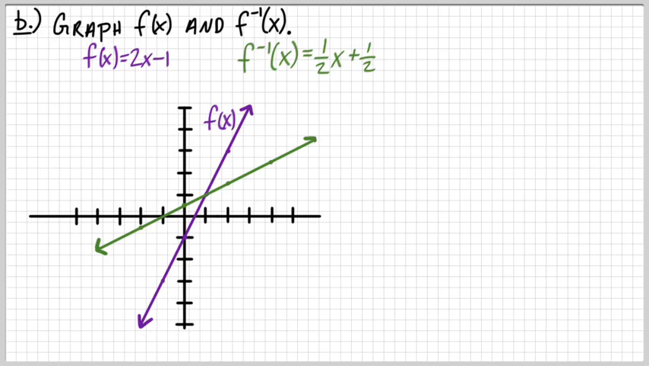And then in green, let's go ahead and graph this line. So the y-intercept's 1/2 and the slope's 1/2, so that's up 1 over 2. And put those points down. I tried to get it as exact as I could. So in green here, this is f inverse of x.